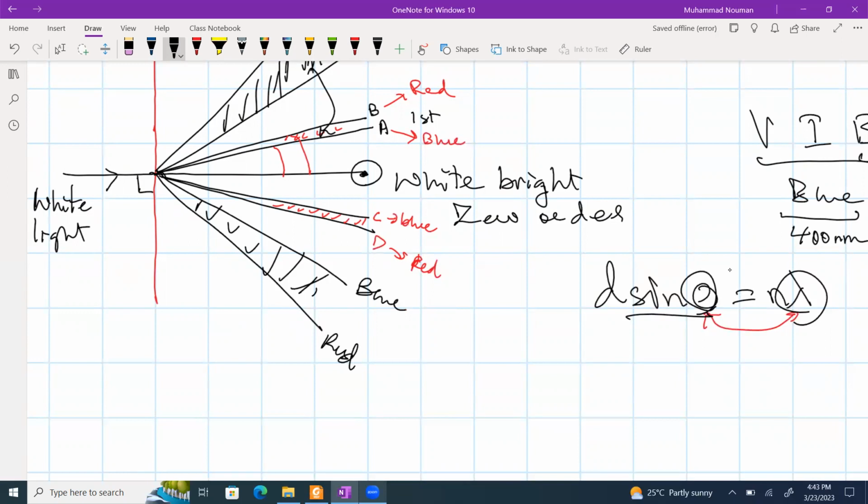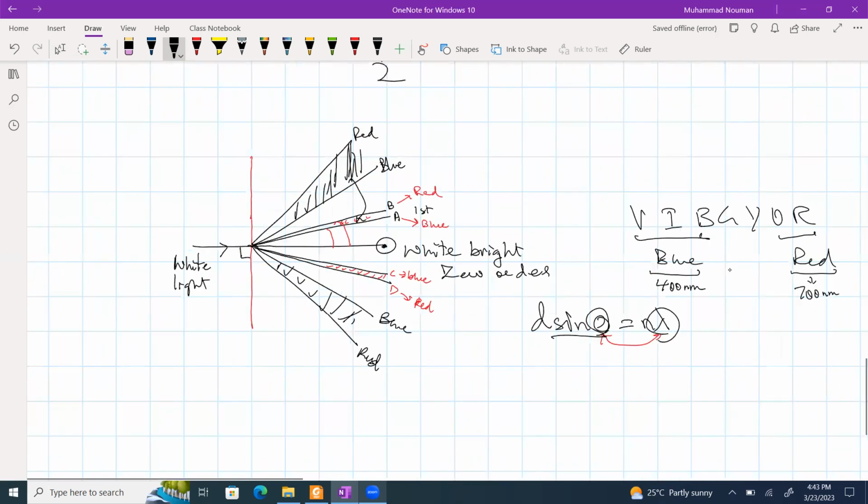Anyway, this is how we study diffraction of white light through a diffraction grating. Usually there is no such calculation in past papers, so that's the reason why I'm not telling you the calculation of this. But sometimes they ask you in MCQs about the diffraction grating or diffraction of white light through a diffraction grating.